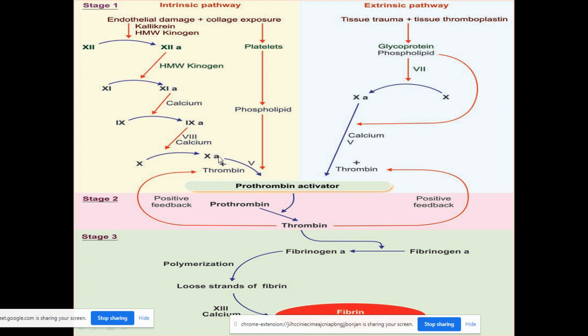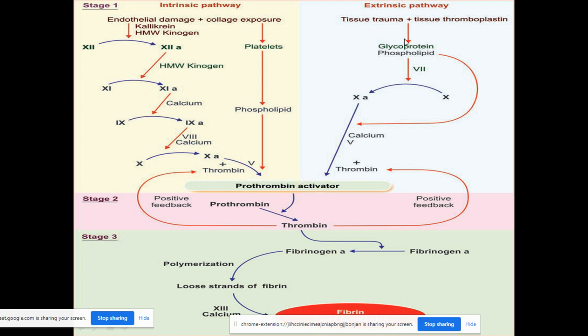So many factors are involved and so many activators are also involved. The same thing happens in a different way in the extrinsic pathway. Okay, extrinsic pathway, again the same. The final goal is that it should form prothrombin activator.